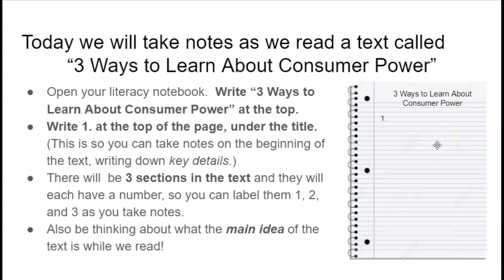There will be 3 sections in the text, and they will each have a number so you can label them 1, 2, and 3 as you take notes. Also be thinking about what the main idea of the text is while we read. So you're going to have a 1 here to start, and you're going to write down key details. When we get to the 2 in the text, you'll write down a 2. And when we get to the 3 in the text, you'll write down a 3, and keep on writing key details for each of those things.